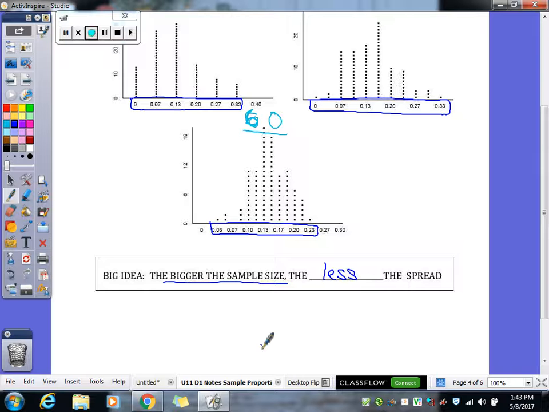And that's our two big things. More samples, more normal distribution. Bigger the sample size, the less amount of spread you're going to have.